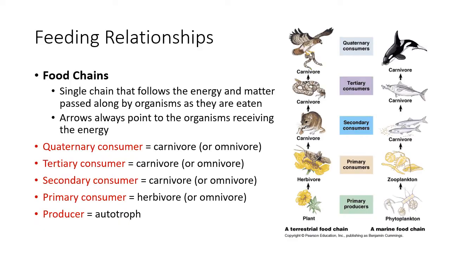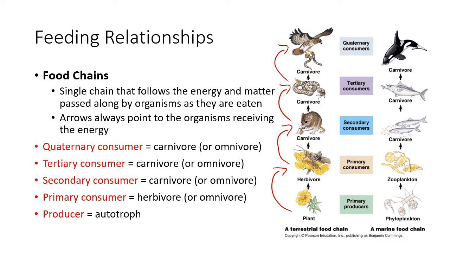Okay, so one way to represent feeding relationships is with a food chain. A food chain is a graphical representation of feeding relationships showing how energy and nutrients move through different trophic levels as they move up from one level to the next inside of this chain. Each organism is a link in the chain.